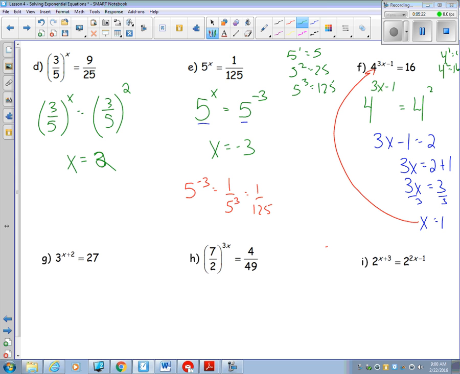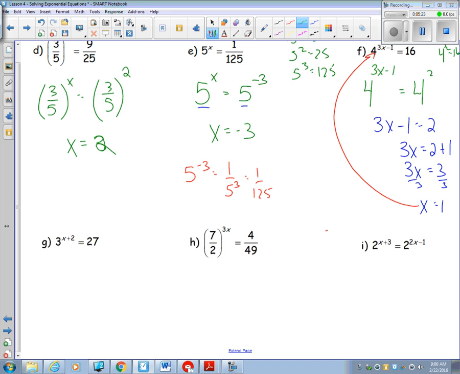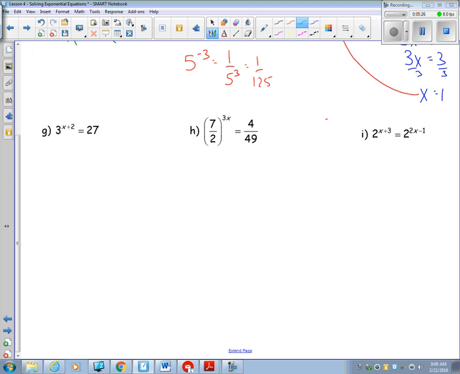Okay, let's try some more. Hopefully you can pause at this point and try and work your way ahead a little bit when you're not so sure about it. Okay, letter G here. I have my base. 3 to the x plus 2. 3 to the what makes 27? I guess and check a little bit. 3 to the 1, 3 to the 2, 3 to the 3 will work. Bases are the same, so exponents must be the same. Numbers on one side, letters on the other. X must be 1.